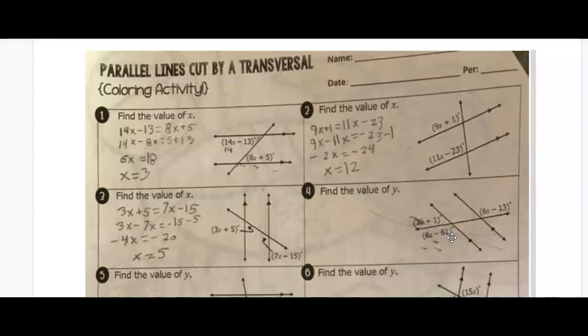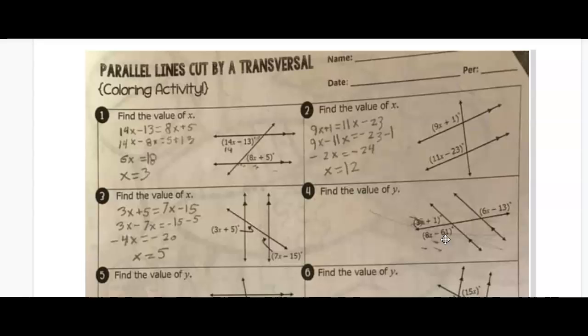So they happen to be alternate exterior angles. If you notice, they're on the outside of the parallel lines. They're on opposite sides of the transversal. So 8x minus 61 equals 6x minus 13. So you're going to set these two things equal to each other, solve for x.